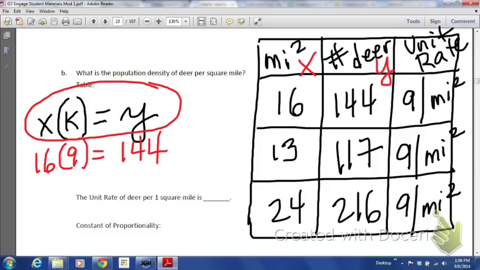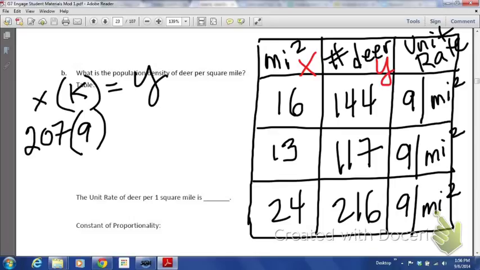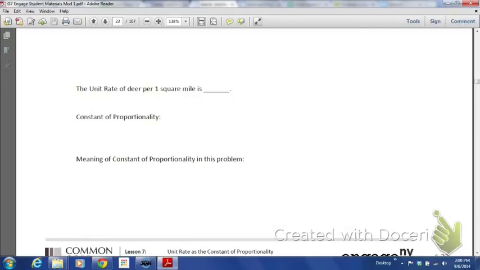Let's go ahead and plug in the numbers we have right now. The number we want to plug in for x is 207. So we have 207. Our k is 9. So this is our x, this is our k, and now we're going to get our y. All we have to do is multiply. If we multiply 9 times 207, we get 1,863. So 1,863 would be our answer for this question right here.